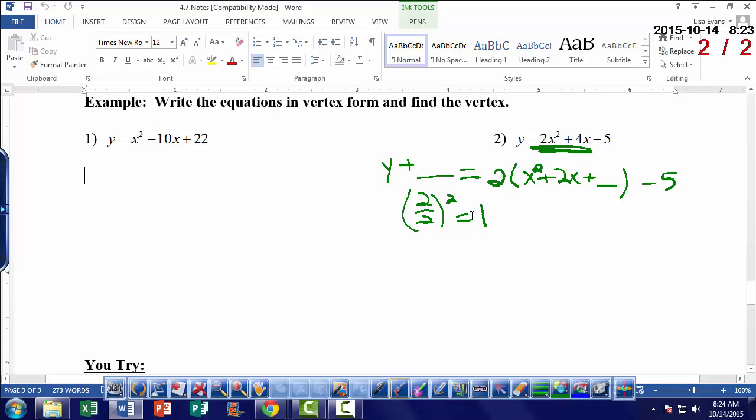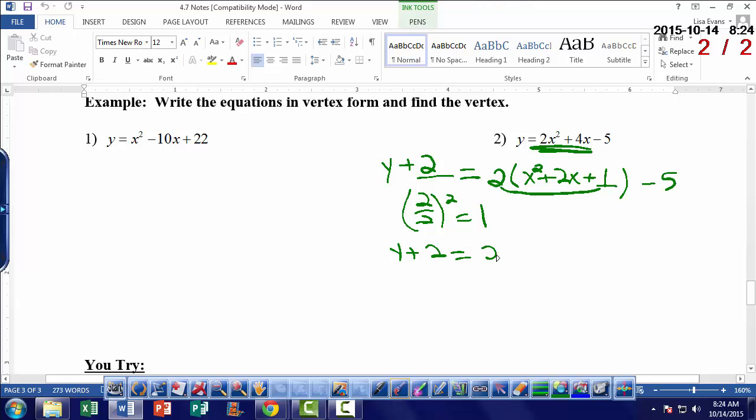Okay, now here's the thing. When I put 1 in on this side, we're really not adding 1 to the right side of the equation. We're adding 2 times 1. So on the left, I actually have to put a 2 here. This is as messy as it gets. Nothing will be tricky except that you might have to factor out the coefficient of your x squared term. Okay, so I have y plus 2 on the left.